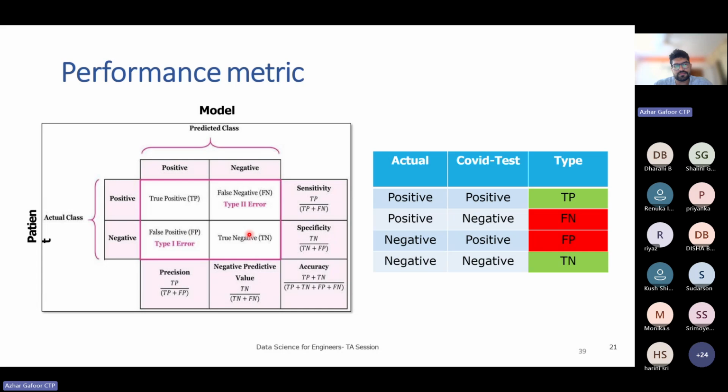Let's take an example of COVID. If we test for COVID and it gives positive, it's a true positive. If you don't have COVID and it gives a negative result, it's a true negative. Like in medical terminology, it will be different, right?